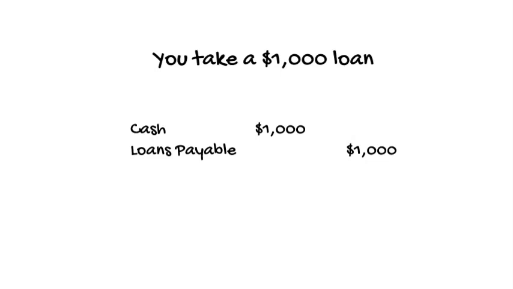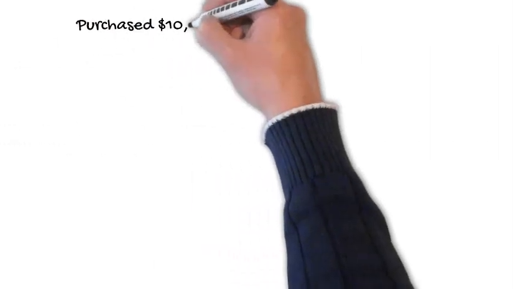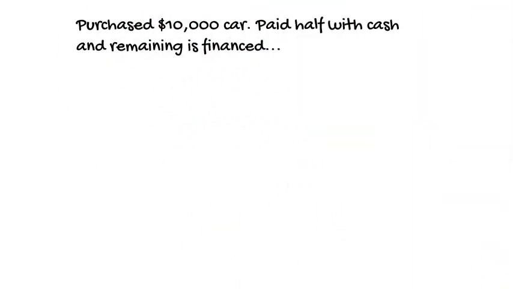On the other side of the equation, you've now increased your liabilities because you've taken out a loan. So we can credit loans payable, which is a liability account, for $1,000. And by crediting the liability account, we are increasing it. So then now we have our debit and credit side, and the equation is balanced. Let's look at another example.